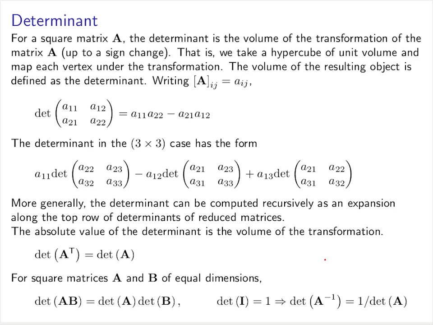The determinant of a matrix. Assume that we have a matrix A that's 2 by 2, as written here. And what I would like to know is what's happening if I apply A to these 4 vertices of this 2-dimensional cube. How are these 4 vertices transformed by A?